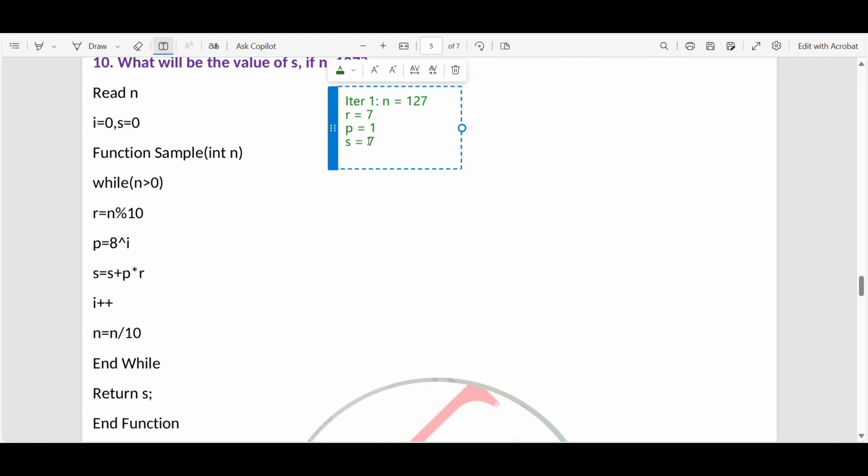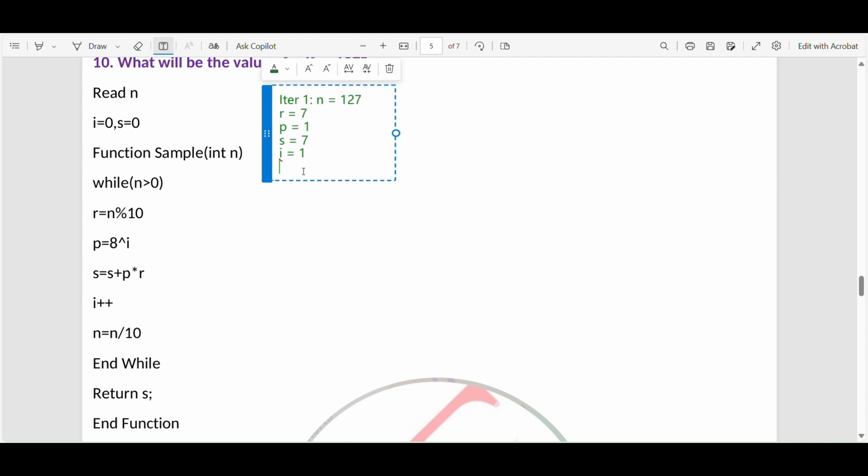And we are incrementing the value of I. Now I will become 1 because initially it is 0, right? So n is also divided by 10. After dividing n by 10, we'll be getting 12, right? And this while is completed, which means iteration 1 is completed, and this will be iteration 2.